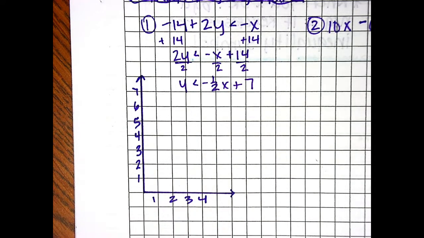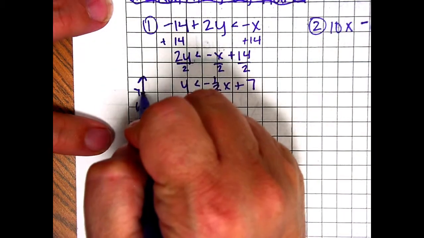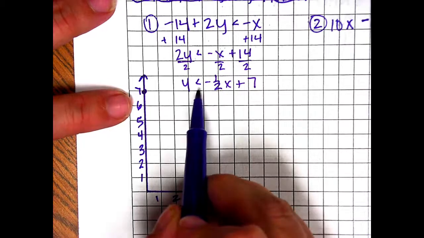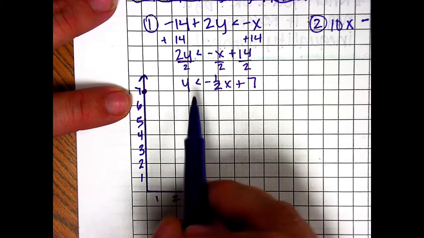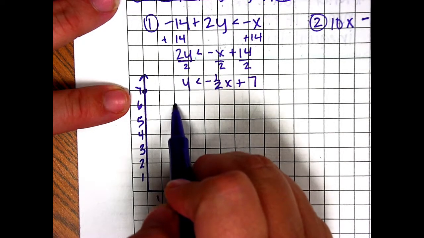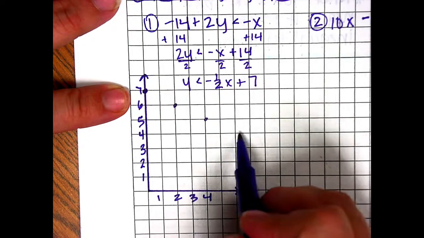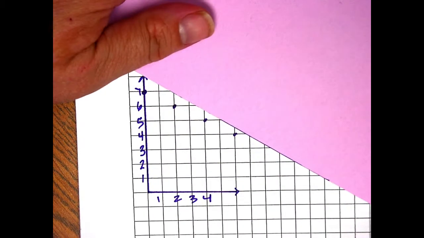So my y-intercept is positive 7. So I'll start there. It's going to be a dashed line because it's less than. My slope is negative 1/2. So I go down 1, right 2. Okay.